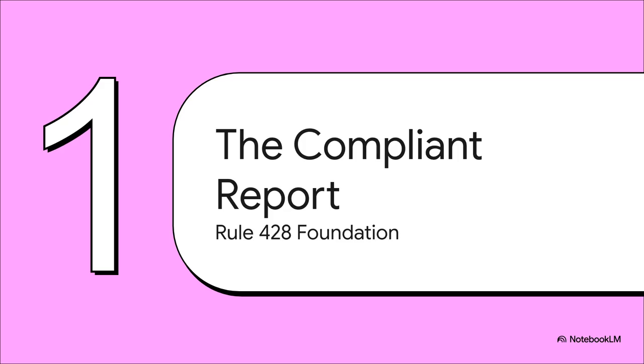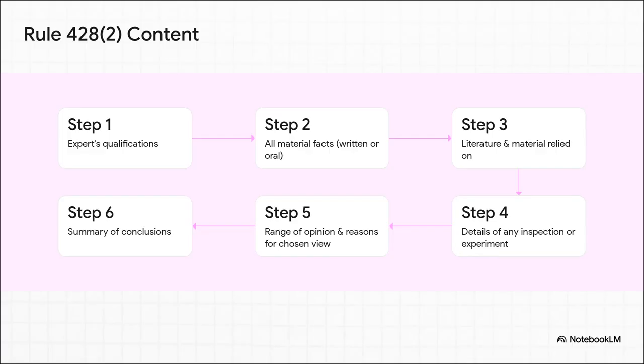And this whole thing is governed by one foundational rule you have got to commit to memory. It's Rule 428 of the UCPR. Getting Rule 428 right is your first duty. Subrule 2 lays out a mandatory checklist, and I mean mandatory. This isn't just about making it look pretty, it's all about transparency. You see, the court needs to see the expert's qualifications to know they can trust them. They need to know all the material facts to understand what the opinion is based on. And they have to see the literature the expert relied on to check their reasoning.